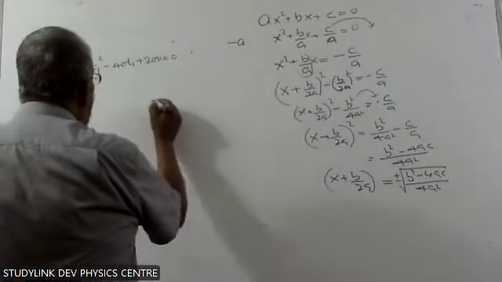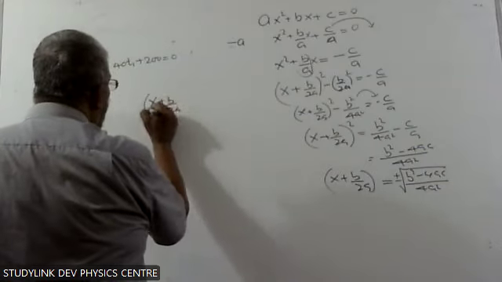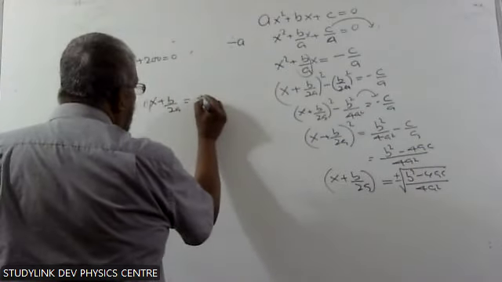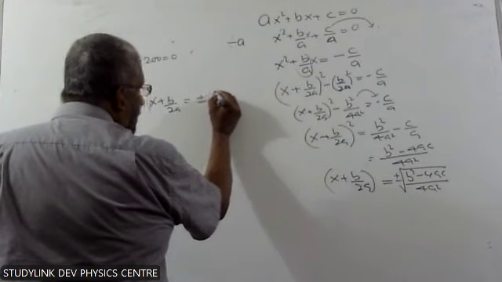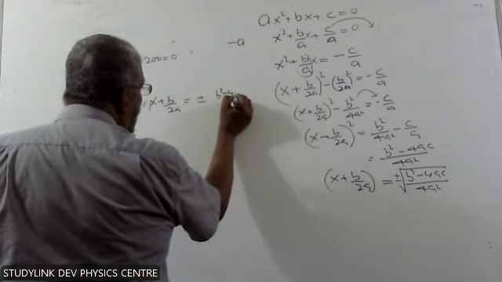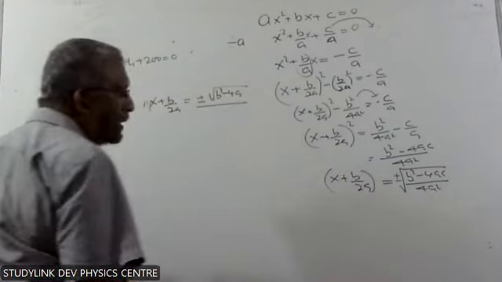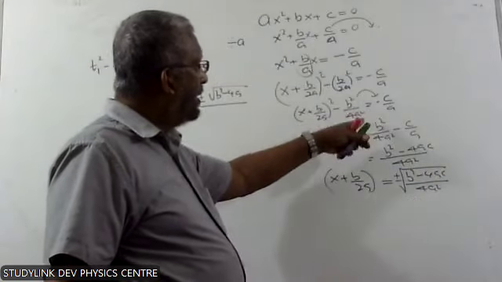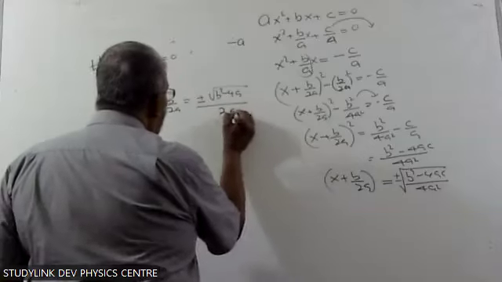Then we can write it as x plus b over 2a is equal to plus or minus the square root of b squared minus 4ac divided by the square root of 4a squared. That means 2a by 2a. So then that is 2a.